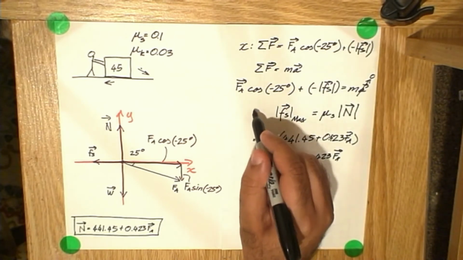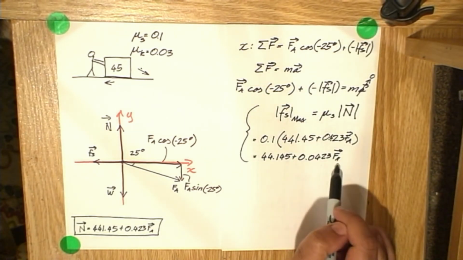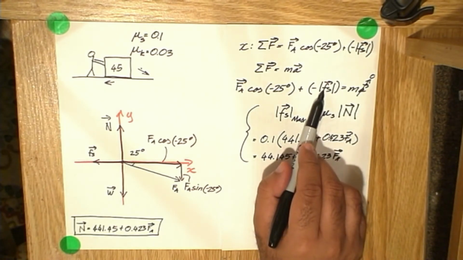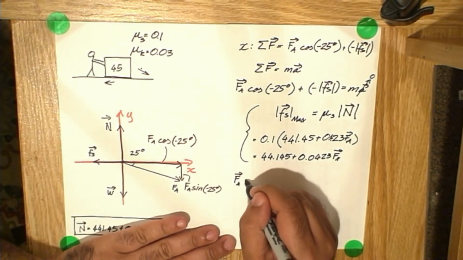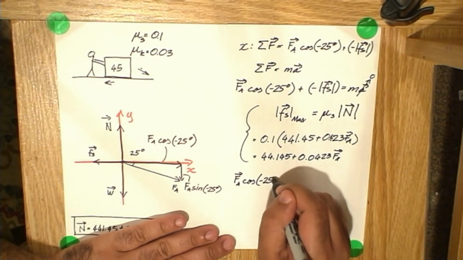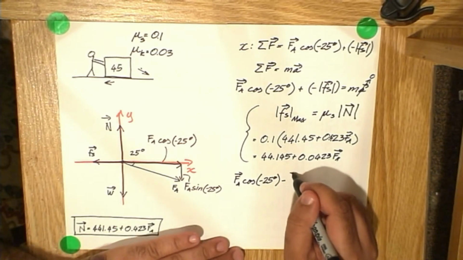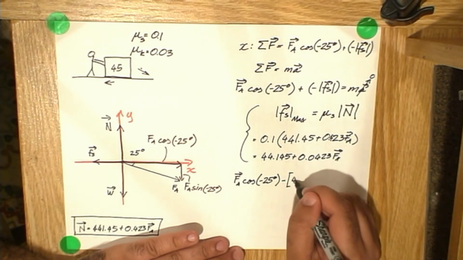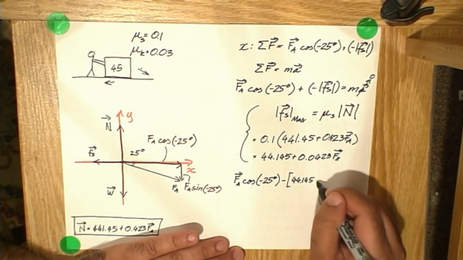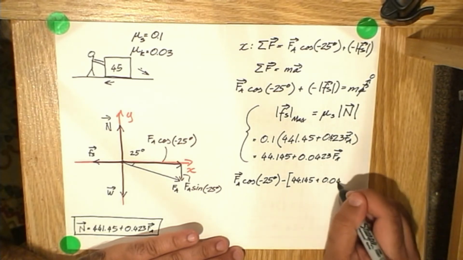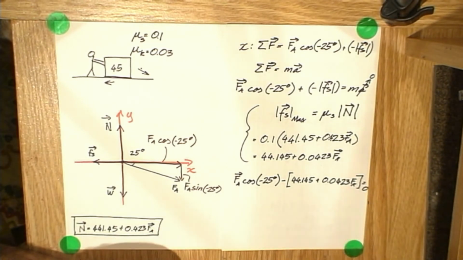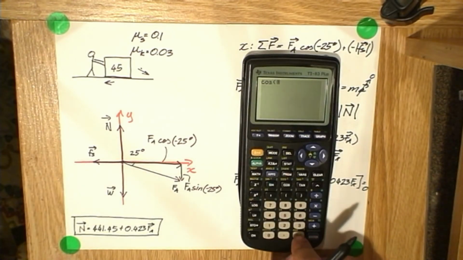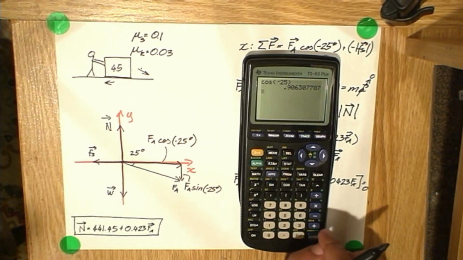Now, let us take this value of static friction and plug it in over here. When we do, we get the applied force cosine negative 25 degrees minus this entire expression, which is 44.145 plus 0.0423 applied force, all equal to 0. Okay. What is the cosine of negative 25? 0.906.